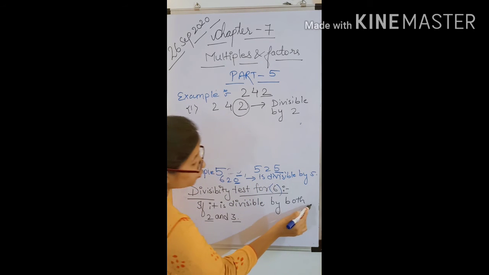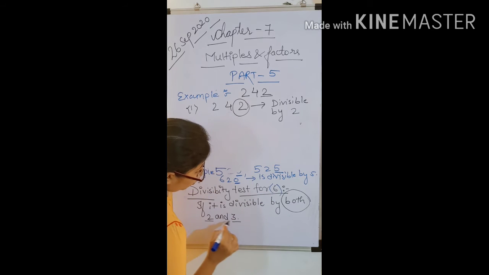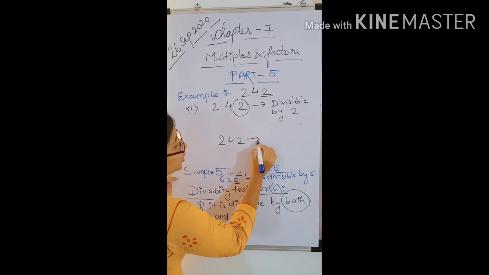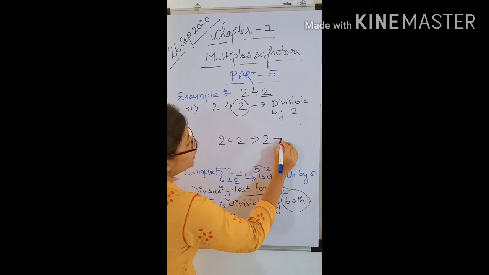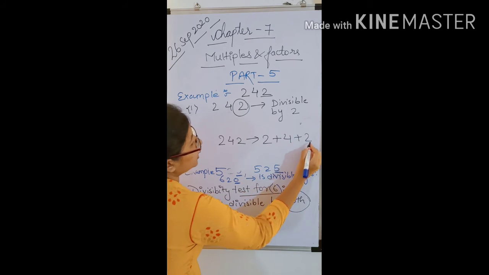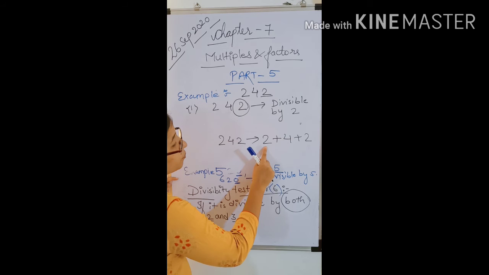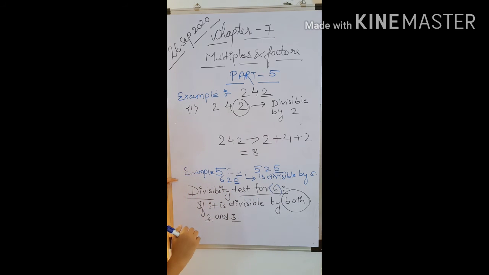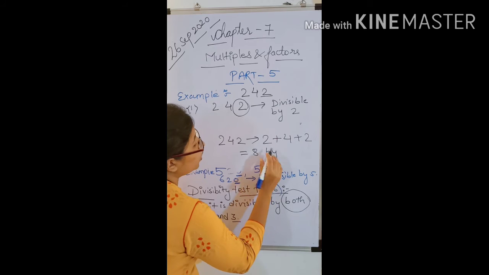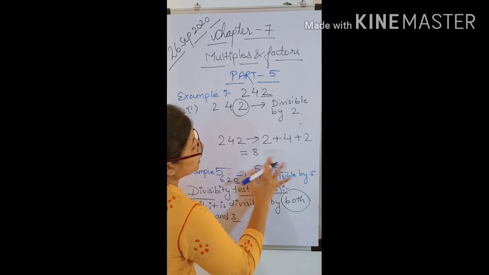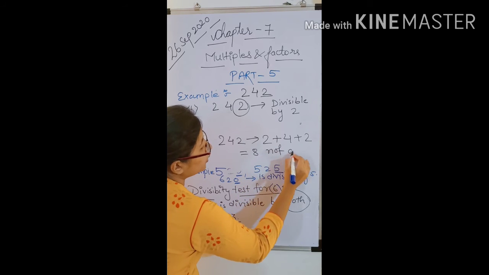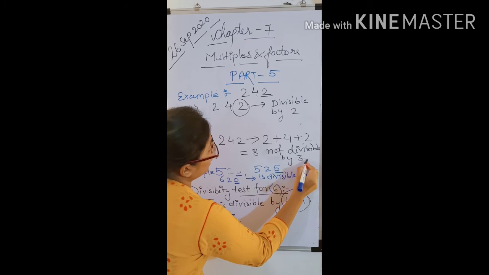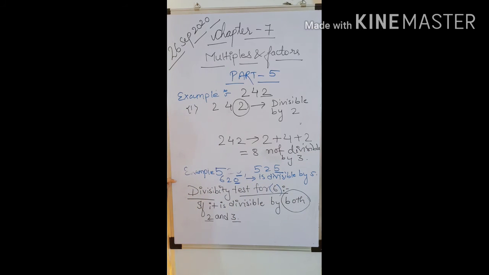Moving to the next, we have to verify with both 2 as well as 3. Now if I have 242 again, what do I have to do for the checking of 3? I have to add all the 3 digits. On adding, 2 plus 4 is 6, 6 plus 2 is 8. So it is not divisible by 3, because 8 doesn't come in the table of 3. So can we say that 242 is divisible by 6?